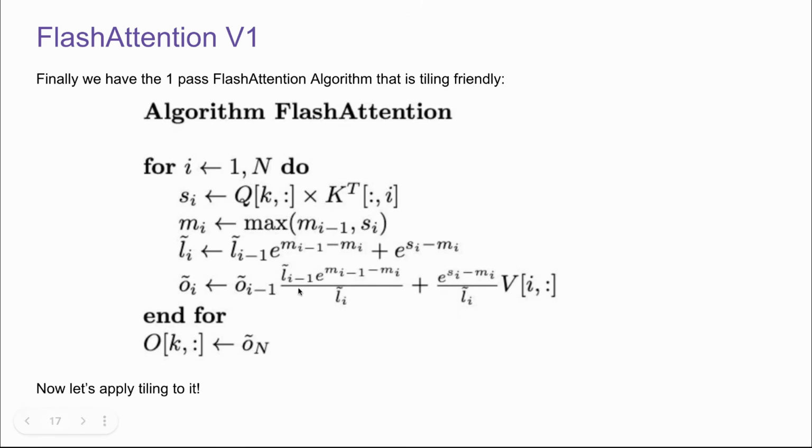For that single pass, for each position from 1 to n, we calculate the S_i first, and then we calculate M_i, which is the maximum value up to the ith position. And then we calculate L_i hat and O_i hat. And after we do n times, O_N hat will be the final accurate output for the kth row. And this is tiling friendly because for each of the calculations, it only depends on the information of the ith or (i-1)th position. So now let's apply tiling to it.